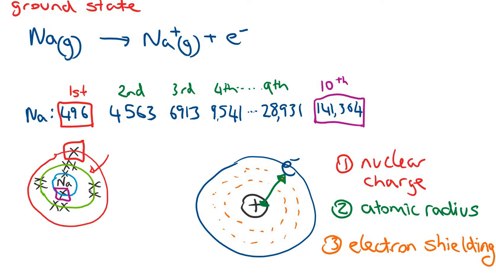And the third is electron shielding: inner shells repelling outer shells. So the greater the number of shells, the smaller the nuclear attraction. The last thing to note is that a higher nuclear charge is offset by both the atomic radius and electron shielding, i.e. the atomic radius and the electron shielding will have a far greater role to play.